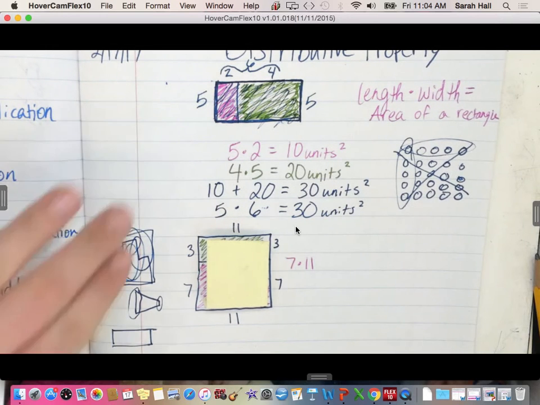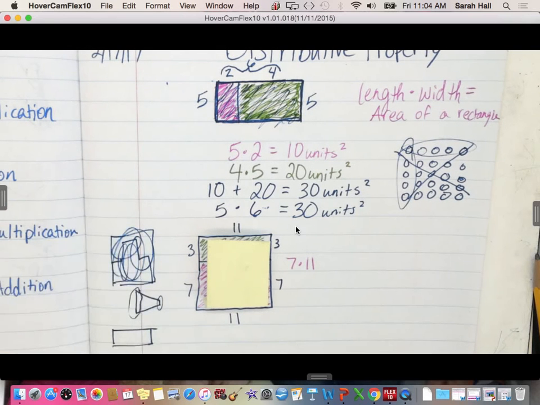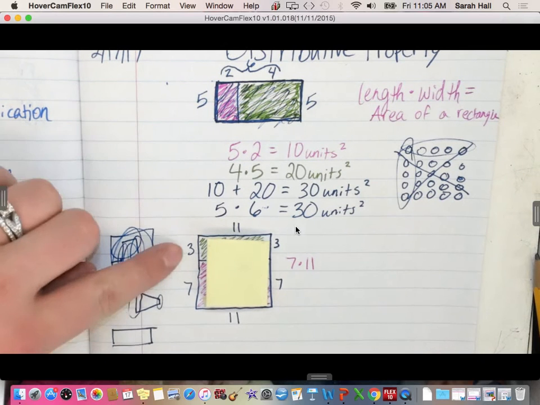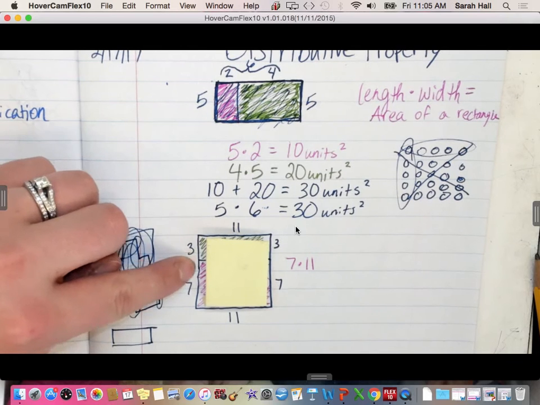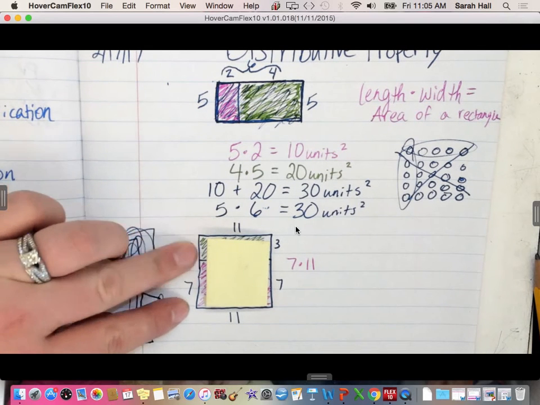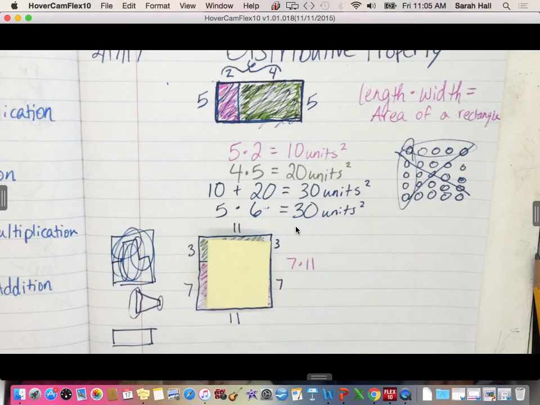How can I figure out the length of this side or this side? I have a piece that's 3 and I have a piece that's 7. How can I figure out the entire thing? If I have a piece that's 3 and I have a piece that's 7, how would I figure out that whole thing? Just that side.